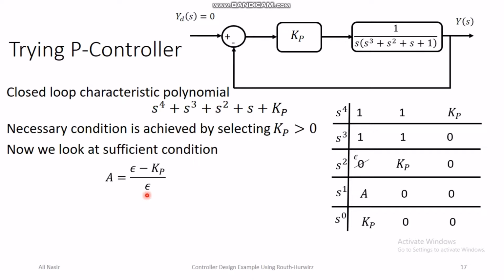So since epsilon is arbitrarily small, there is no positive value of kp which can make A to be positive, because kp has to be positive to satisfy the necessary condition, and since epsilon is the smallest possible positive number, there is no other positive number that can be smaller than epsilon.